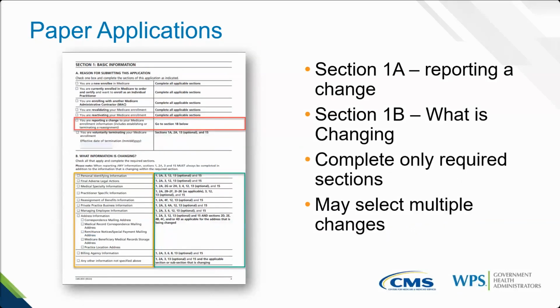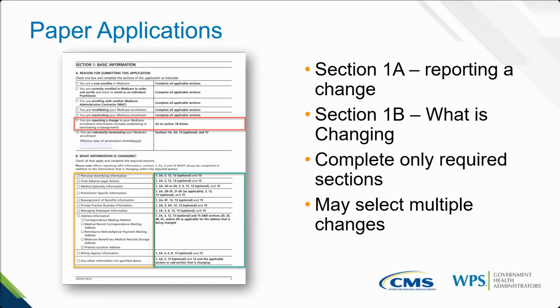We will, however, start with how you create a paper application, just to show you the guidance that it has. With a paper application, sections 1A and 1B are really going to guide you through creating a change on a paper application. Section 1B is where you're telling the MAC that this application is intended to change information on an existing enrollment.